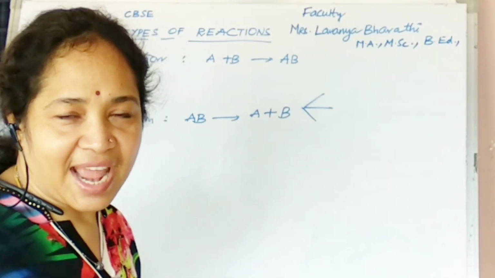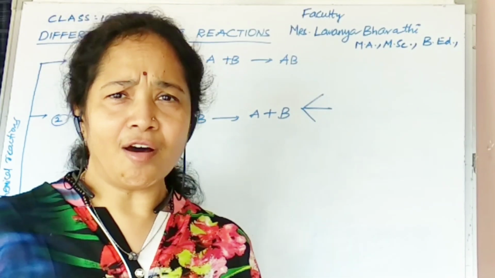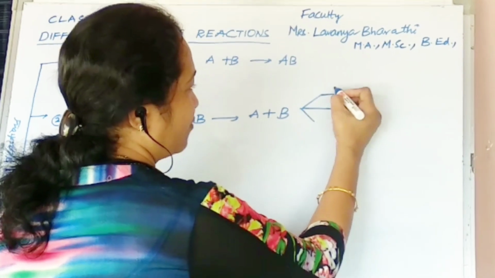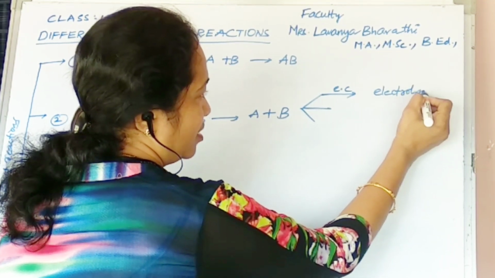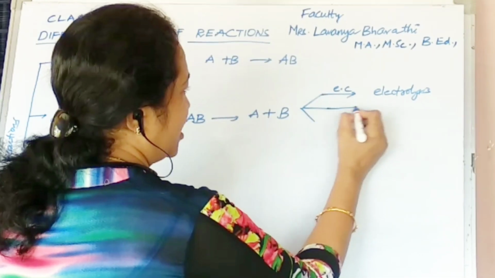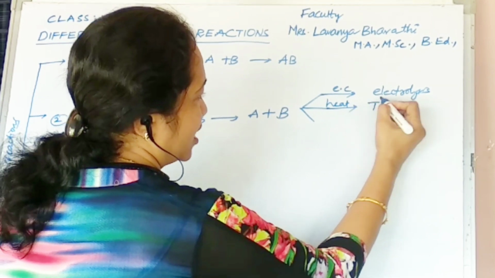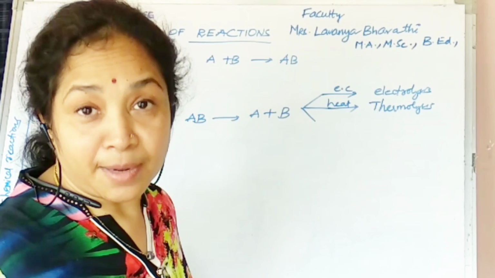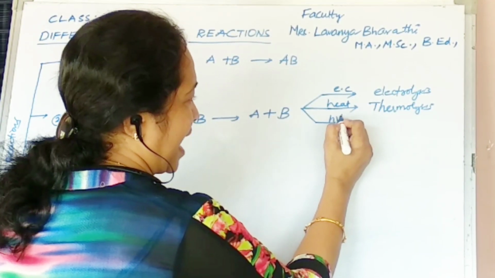This decomposition can be done with the help of heat energy, with the help of electric current, or with the help of sunlight even. If the process is done in the presence of electric current, we call it electrolysis, electrolytic decomposition. And if it is done in the presence of heat energy, then we call it thermolysis, or thermolytic decomposition.